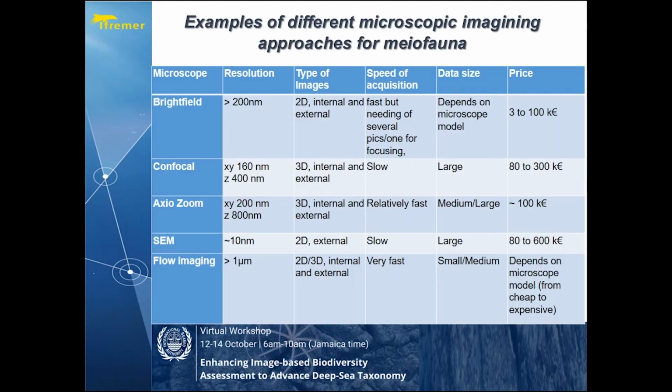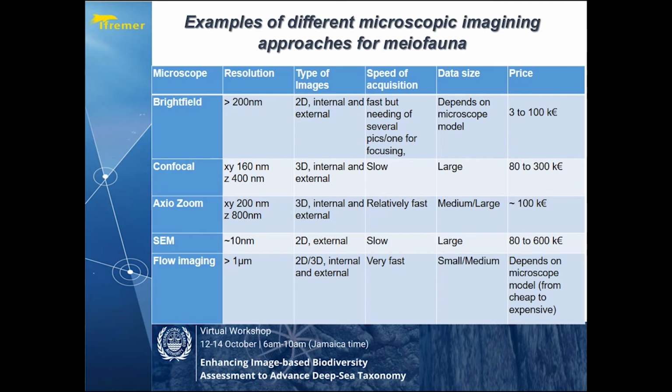We can summarize here some kinds of microscopes that we can use for meiofauna description, considering the resolution and the type of images we want, the speed of acquisition and the data size we get, and of course the price of the microscope. Starting from the optical bright field ones, they are quite fast, but they demand several pictures per specimen to have all layers, and the quality and the size of images really depend on the kind of microscope. The range of price is very large, and this makes the difference.